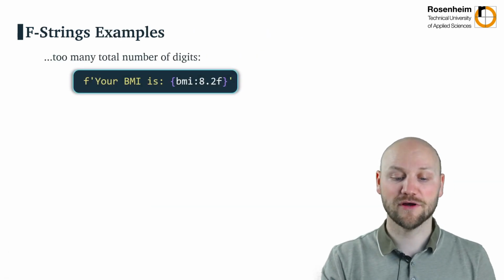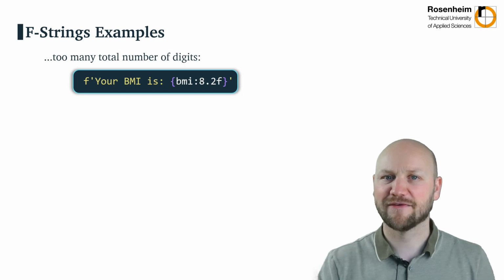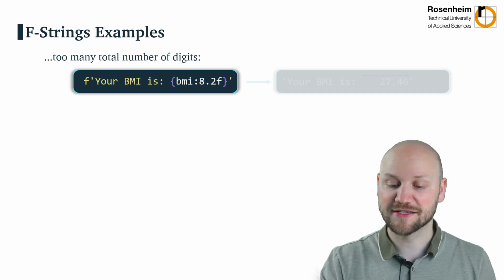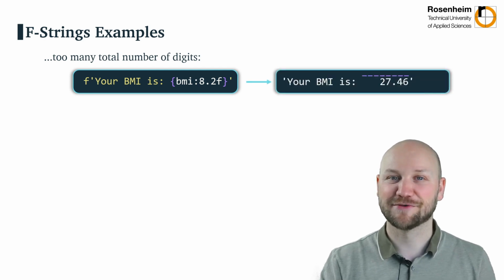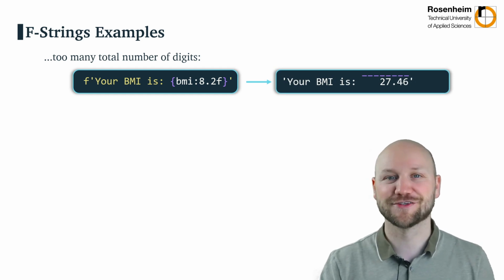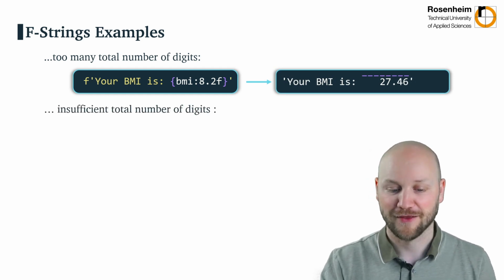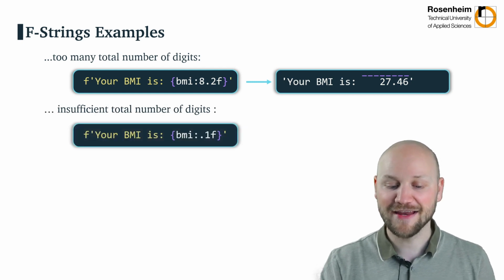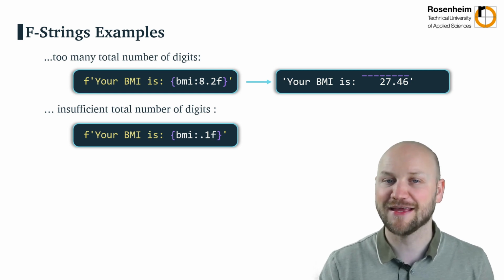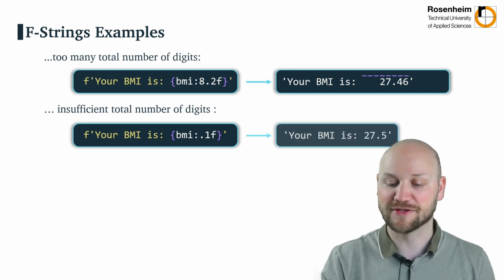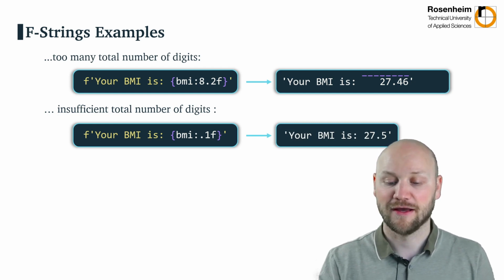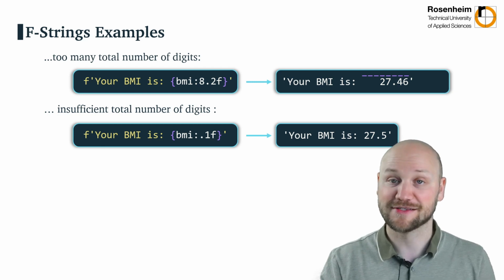So let's have a look at other examples. What if you have a total number of digits larger than you actually need? Then you come up with something like this. So Python is putting many spaces before your number. This is not a very nice representation, so this can be improved. If you are not providing any number of digits or an insufficient number of digits, Python is using as many as it needs to represent your number. So this is a good choice to not specify anything here, because then you have the perfect number of digits. So this is nicely represented.